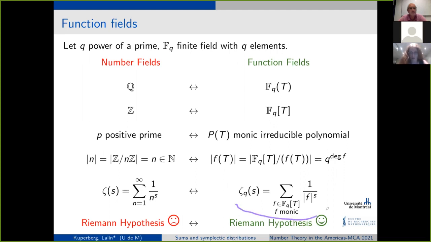For the zeta function, we're going to do the sum over all the polynomials f that are monic of 1 over the norm of f to the s. What happens in this setting, in function fields, is that the Riemann hypothesis is known to be true. It goes beyond what I'm saying about just the Riemann zeta function. This is going to be true also for the L-functions, and this is going to be relevant in this talk.